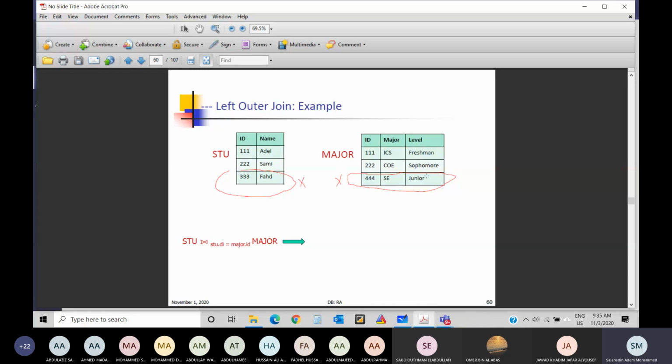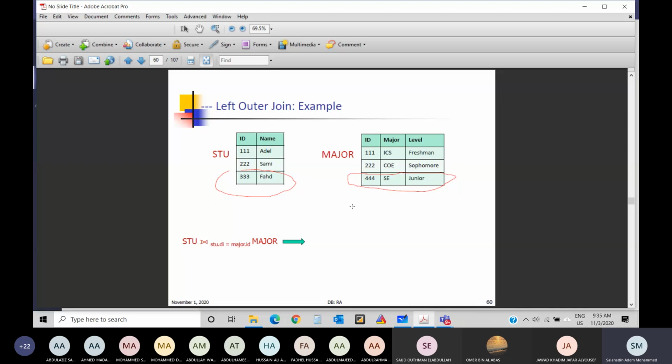We don't see the things that are not in both tables. For example, 33 Fahad. He's not here at all. There is no 33 here, right? What about SE major? Or what about junior? What about 444? I don't have 444 here, right? Now, to see those who are not in both tables, you have to use outer join.